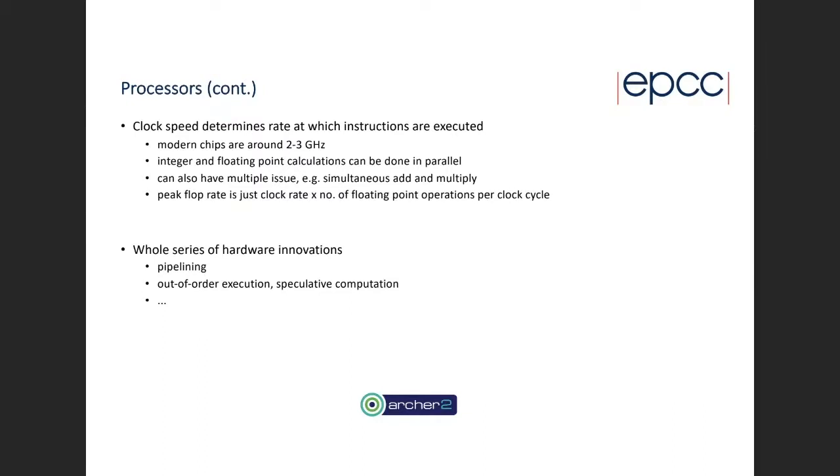Within that, there's some parallelism available. We can execute in the same clock cycle. For example, the integer and floating point calculations can be done in parallel. We can also have simultaneous adds and multiplies going on. But the peak rate is just the product of the clock rate with the number of floating point operations per clock cycle that the hardware can do. And then there's a whole series of hardware innovations which we'll touch on, things like pipelining, out-of-order execution, speculative computation, and so on, to make everything run as quickly as possible.